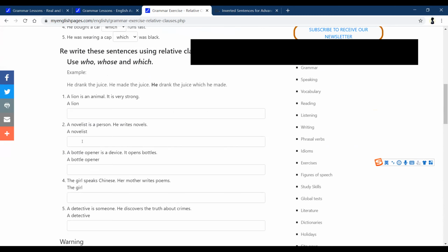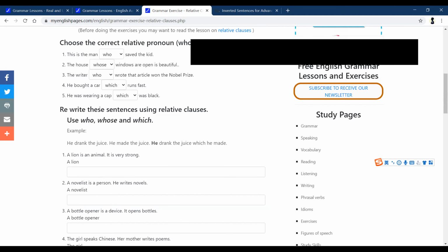Next we're gonna combine the sentences using the relative clause. First one, the lion is an animal. It's very strong. It is kind of an inverse process of splitting the relative clause sentence into two sentences. So here, a lion is an animal, and it is very strong. So we can also say a lion is an animal, and this animal is very strong.